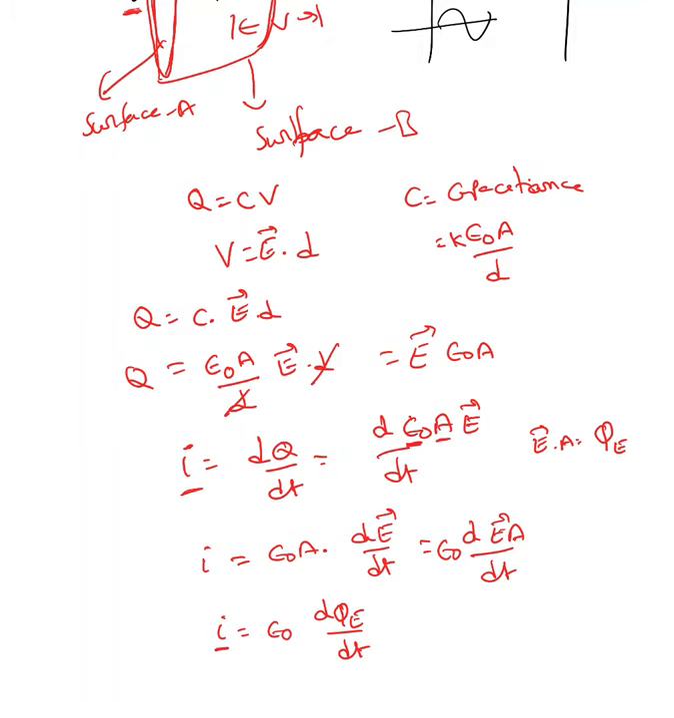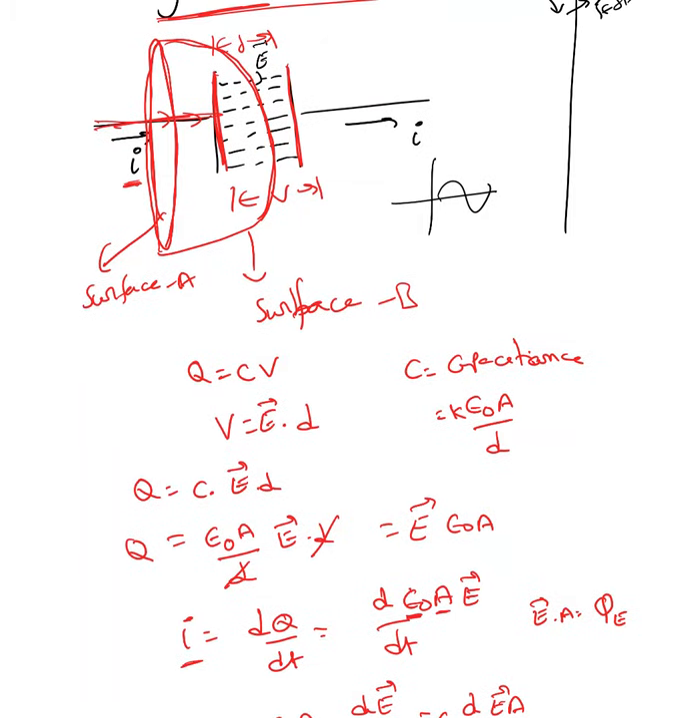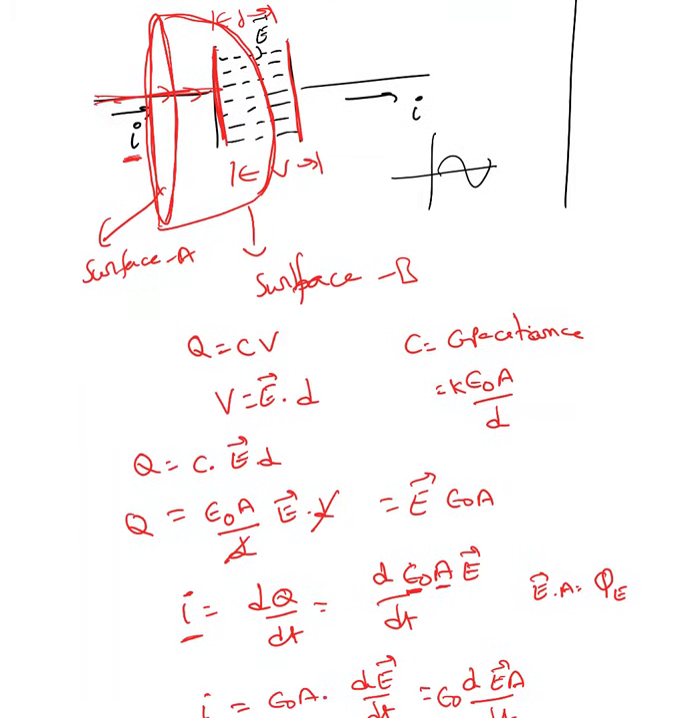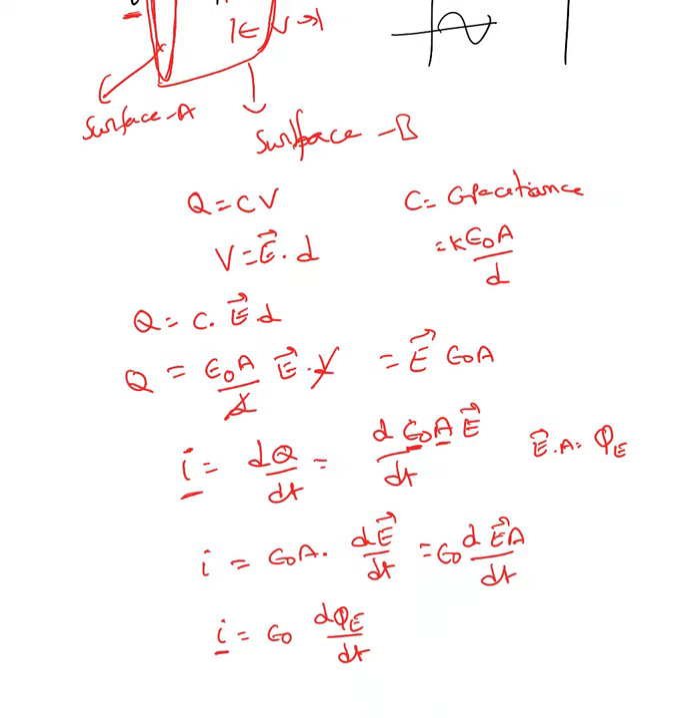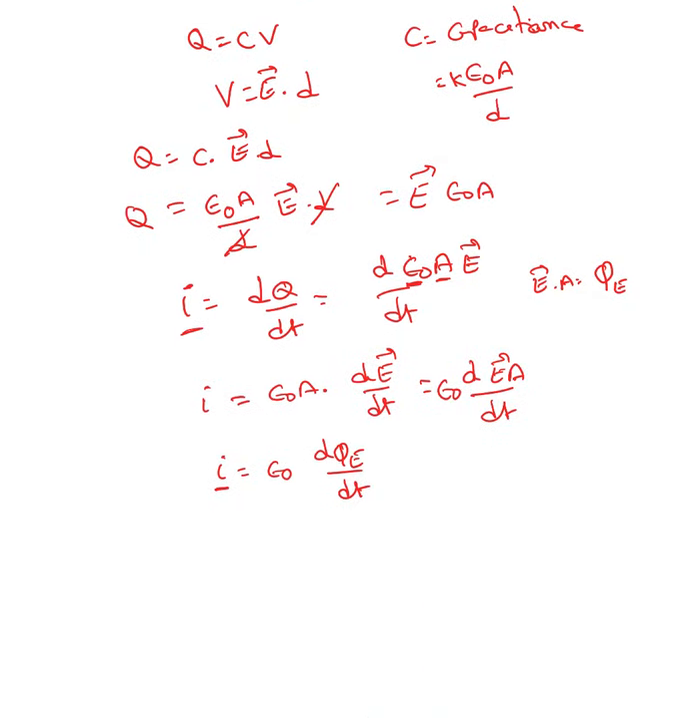This I is nothing but the current, the equivalent current inside this capacitor, in between those plates. We call this I the displacement current.